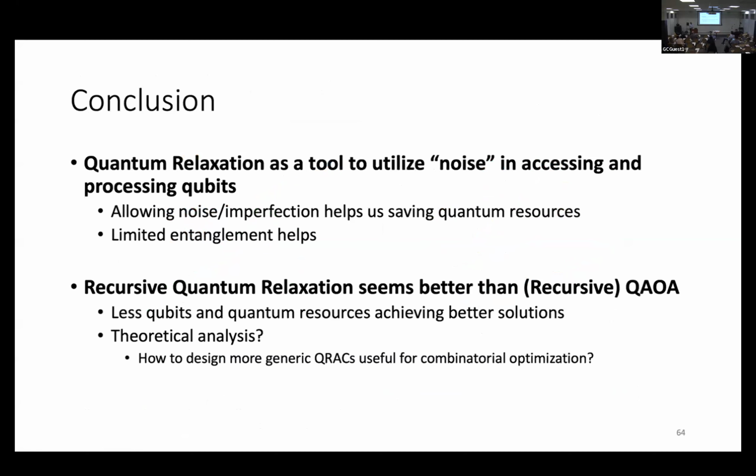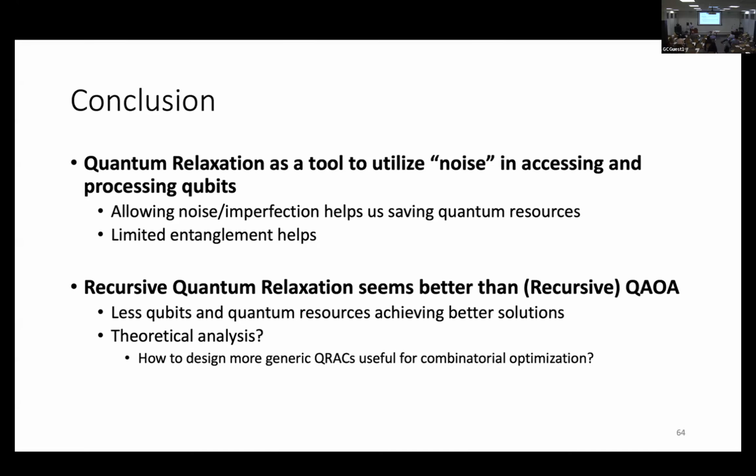So maybe this is the end of my thoughts. I would conclude that we believe quantum relaxation is a tool that is actually using noise. Because we don't have perfect qubits, but it's okay, we can repeat it and then encode our solution to actually help us save quantum resources. It seems like we don't need entanglement, but limited entanglement helps. And what is interesting is that we start from QAOA, and somehow we do relaxation. We use fewer qubits, but somehow we get better than QAOA, at least for the experiments that we did. So maybe there is some theoretical analysis that we can do for that.